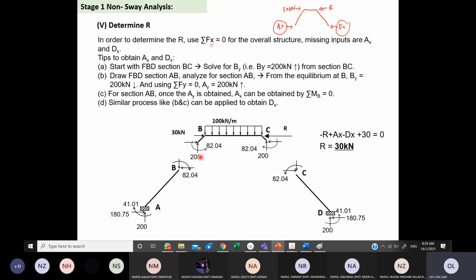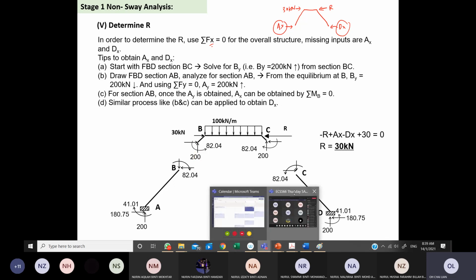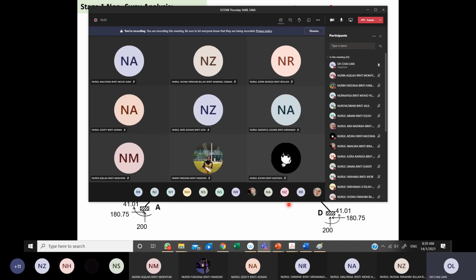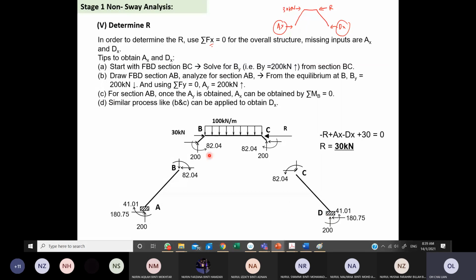I would like to ask the helpers here to solve for this BY. Can I have Noor Nafisa, are you here? Do you know how to get BY? We take summation MC equal to 0. Let us try, just try. Let us try looking at member or section BC. We take summation MC equal to 0. Can you write the equations?